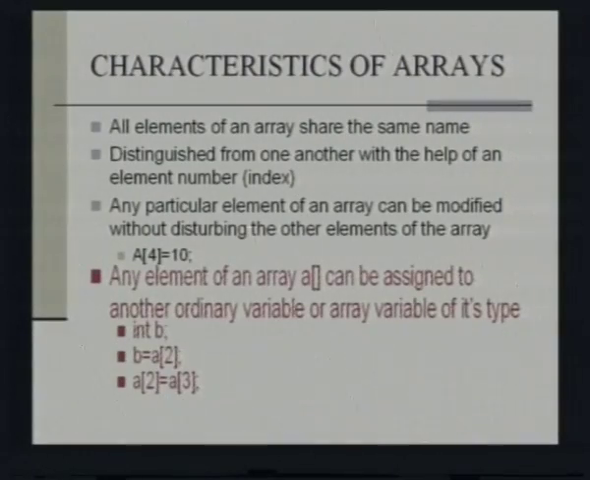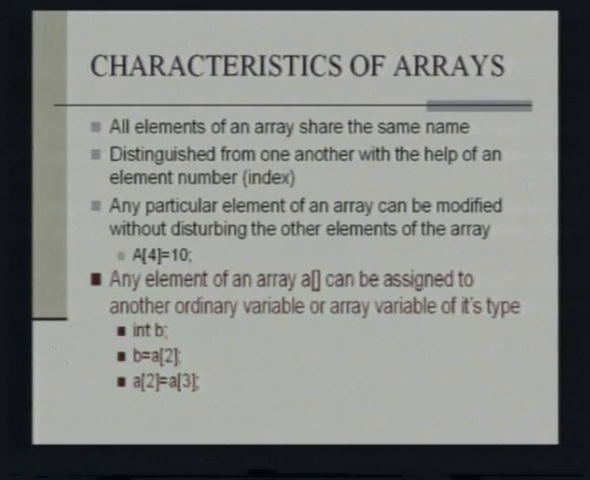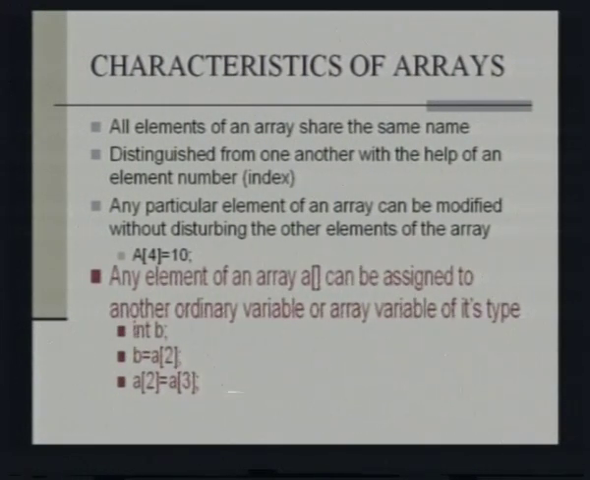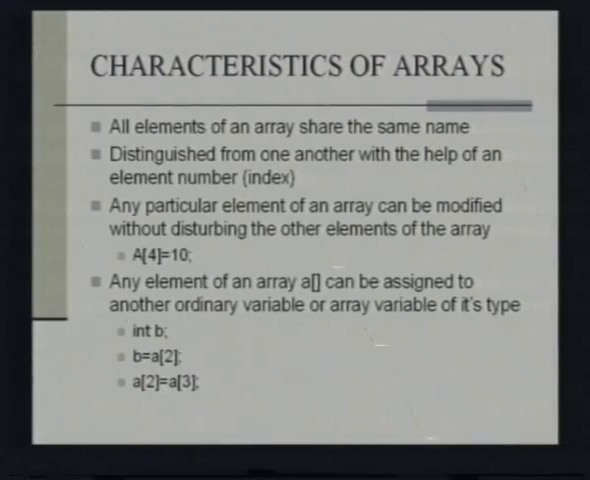And any element of an array can be assigned to another ordinary variable or to another array of the same type. So, this is just another example of modification. You can identify individual elements, you can change their values, you can assign their values to some other variable, or you can take the values from some other variable and assign it to them. Any change you want, you can do it very easily and separately without disturbing the others. So, that is how we have given here as an example int b is equal to a of 2 and the other kinds.